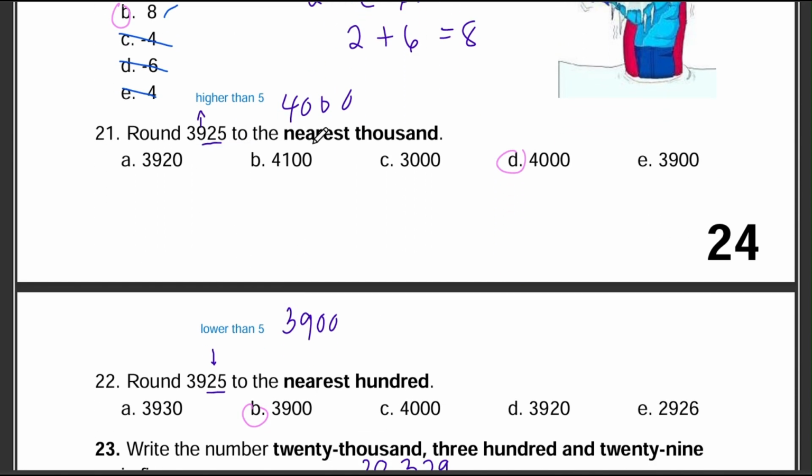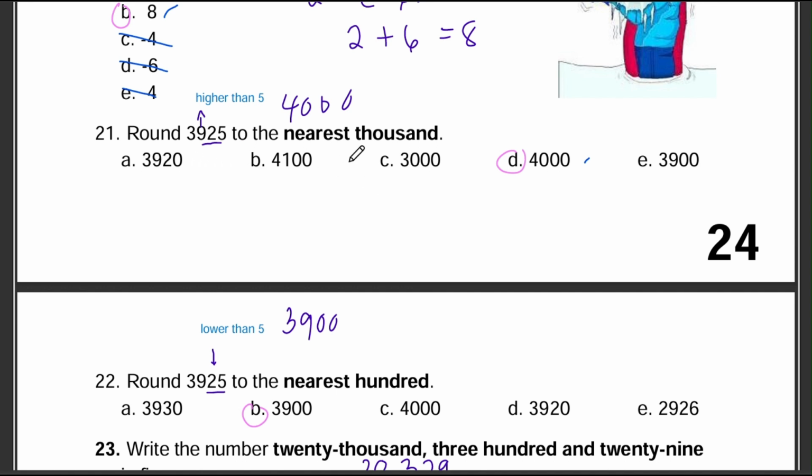Question 21. Round 3,925 to the nearest thousand. A. 3,930. B. 4,100. C. 3,000. D. 4,000. E. 3,900. The correct answer is D, which is 4,000.